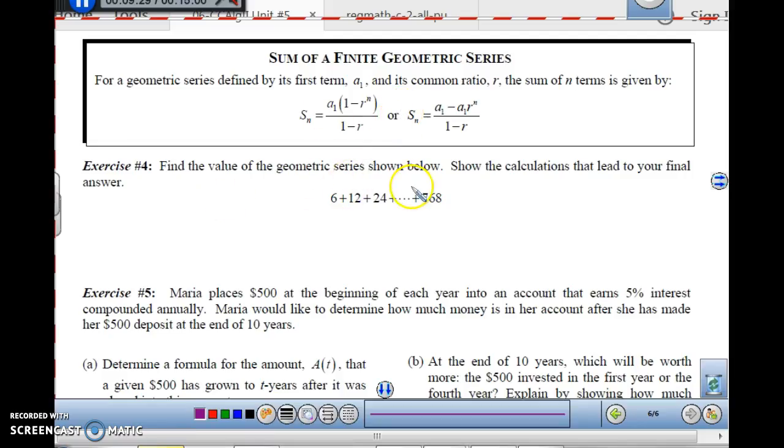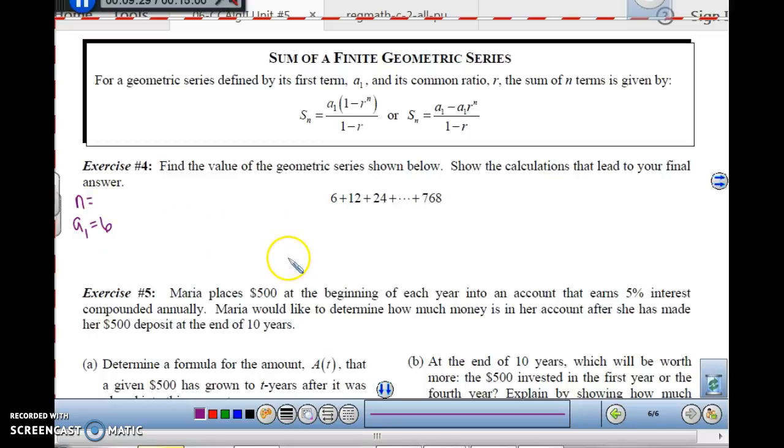Okay, so let's try this next one. Find the value of the geometric series shown below. Show the calculations that lead to your final answer. The first thing we need to know: how many terms are in the sequence? Do we know n? No, we don't know n yet, so we've got to figure it out. Do we know a1? Yep, a1 is 6.